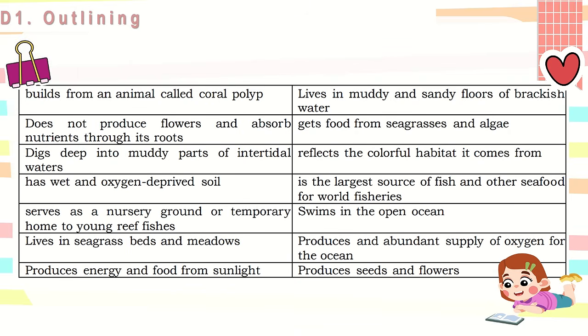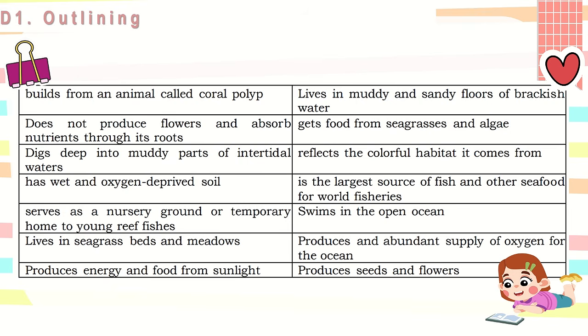Builds from an animal called coral polyp. Does not produce flowers and absorb nutrients through its roots. Digs deep into muddy parts of intertidal waters. Has wet and oxygen-deprived soil. Serves as a nursery ground or temporary home to young reef fishes. Lives in seagrass beds and meadows. Produces energy and food from sunlight.